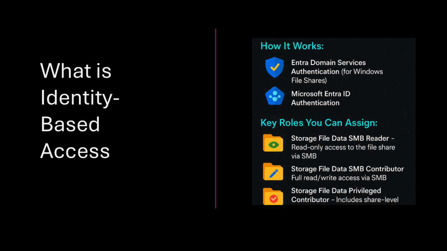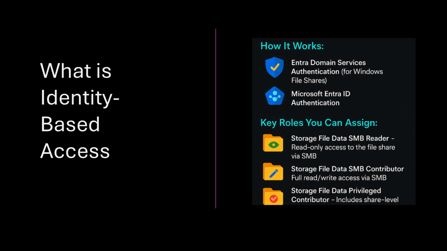Before you can enable identity-based access to Azure file shares, there are a few key things you'll need to have in place. First, make sure you have a storage account with Azure Files, either in the premium or standard tier, depending on your performance and cost requirements. Then, ensure you've enabled Microsoft Entra ID or Entra Domain Services integration, depending on which identity model you're using. If you're planning to use Kerberos authentication, you'll also need an Entra joined or domain joined virtual machine, so users can authenticate using their existing credentials.